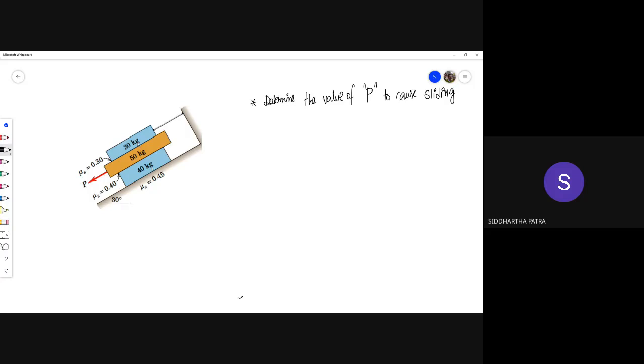The other possibility is both 30 and 40 kg blocks remain stationary, and the 50 kg block slides down. Okay, that's how it can initiate. Now, after initiation, a lot of things can happen. Maybe the 50 and 40 kg blocks both are sliding down, and then between the 50 and 40 kg blocks there is also some relative motion. A lot of things can happen.